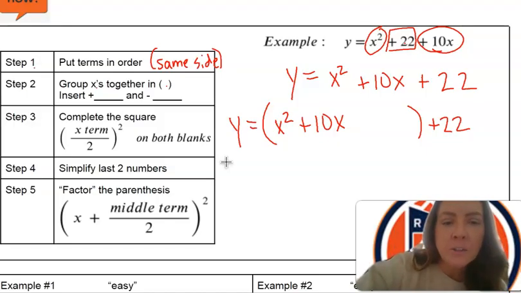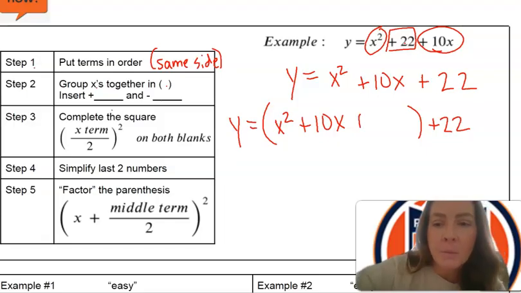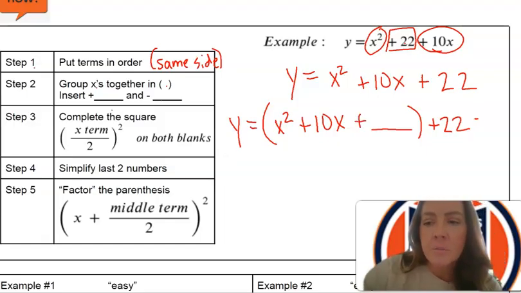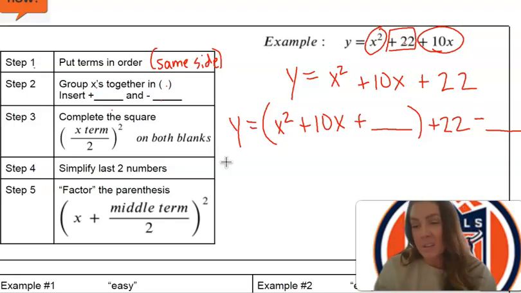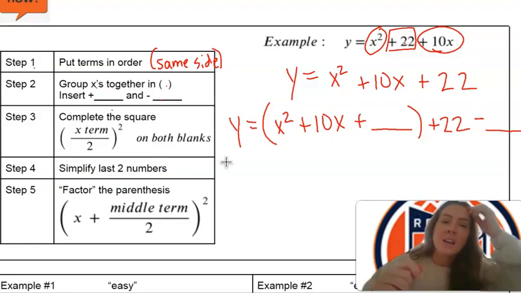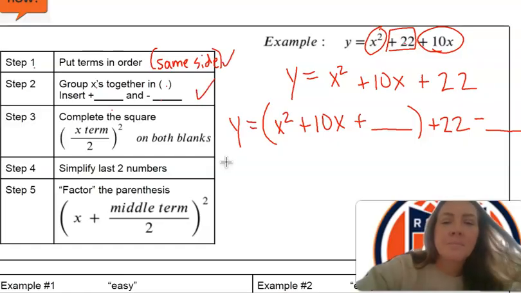Then we want to insert these 2 things. We want to add a blank inside and subtract a blank, because if I add 5 and subtract 5, I really get 0, so I haven't changed the value of the equation, okay? That's the purpose. So step number 2 is done.